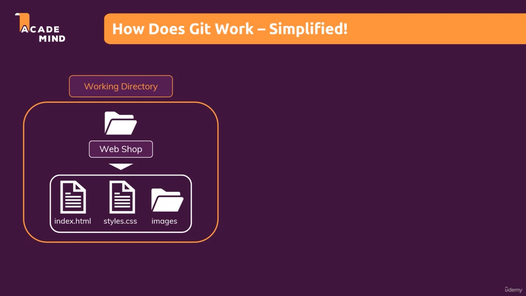Working directory here simply means all files, all project files which are part of this folder and which are supposed to be managed by Git. So we somehow have to find a way to turn this plain folder into this working directory, and let's assume we did this by using Git.